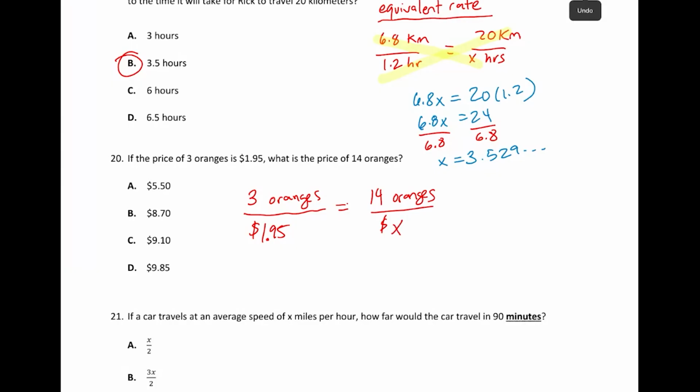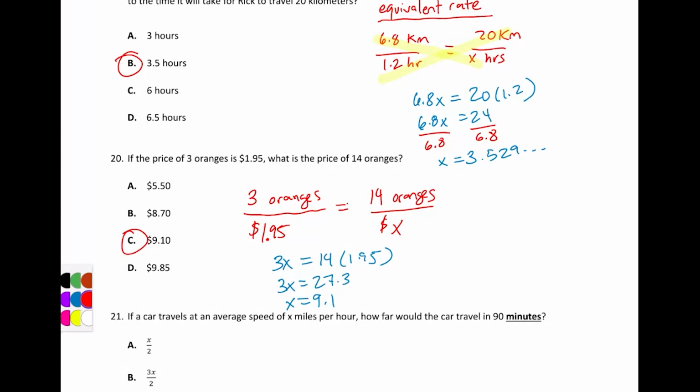Now, I want to show you there is another way to do this one, but let me just show you this one real quick because this is how I showed you how to work these equivalent rate problems. We're going to do 3 times x equals 14 times 1.95. 14 times $1.95 is 27.3. So we get 3x equals 27.3. And if I divide that by 3, I'm going to get 9.1. So we can see that our answer is C right away.